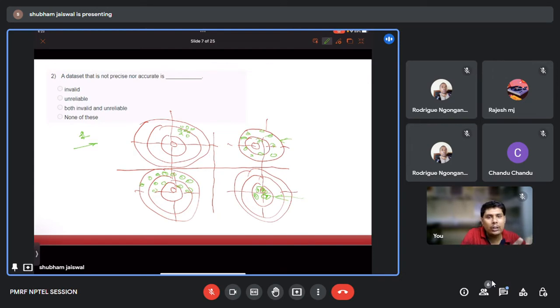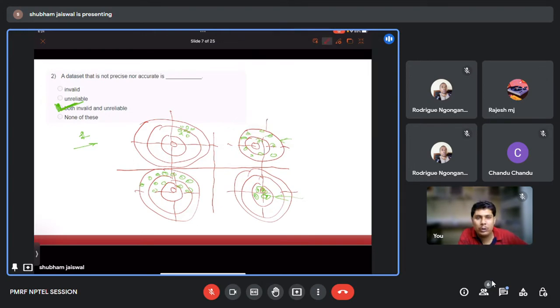If data is invalid and it is not precise, and not accurate, it means there are more errors. It means the data will not be that reliable, so we will not get reliable values and output. So if the data is not precise and not accurate, then we call that data both invalid and unreliable.